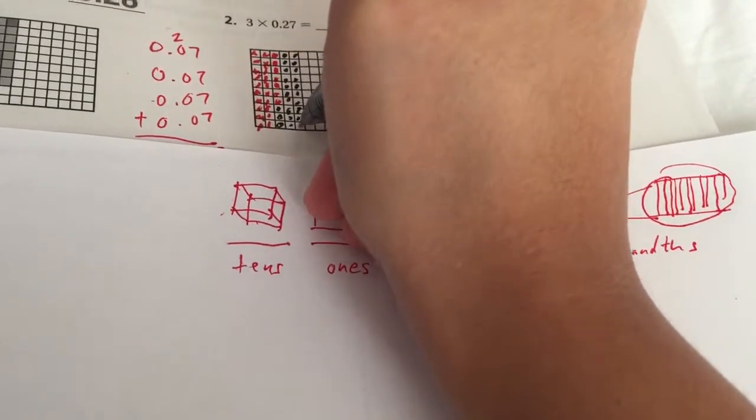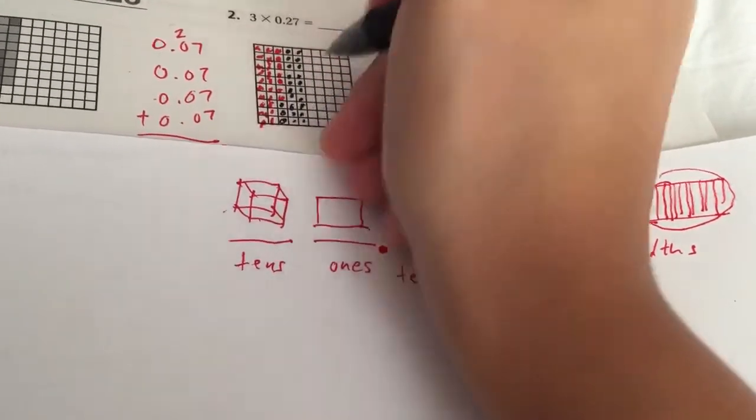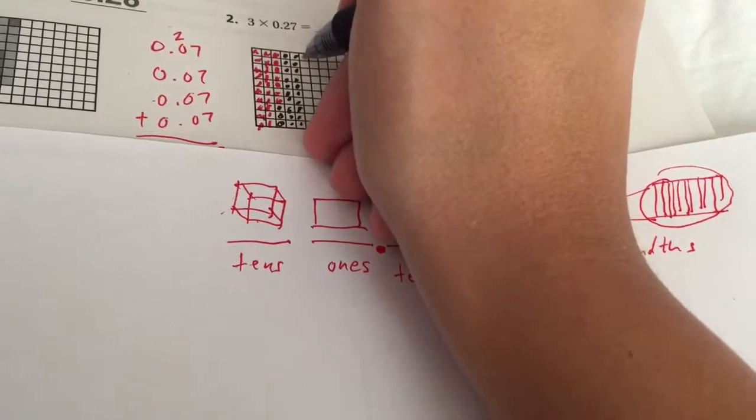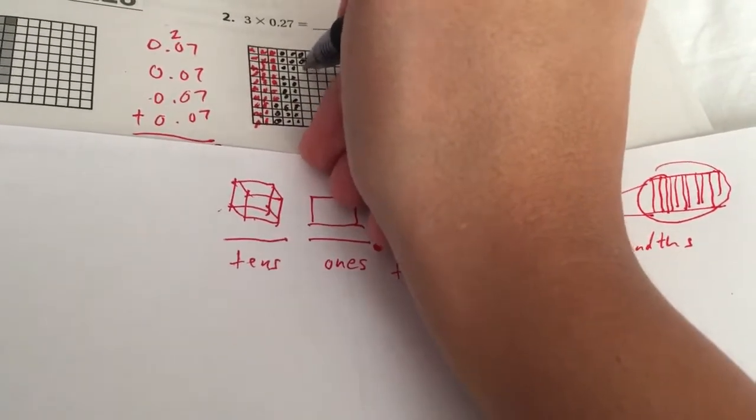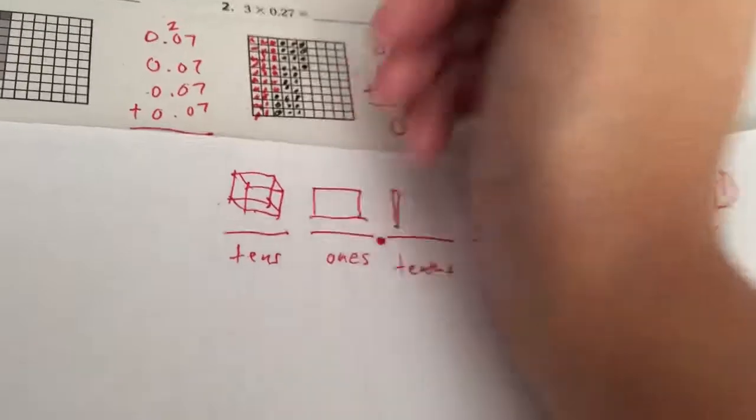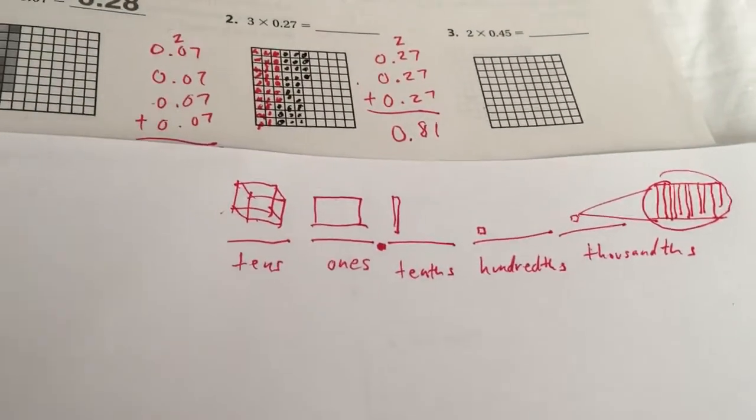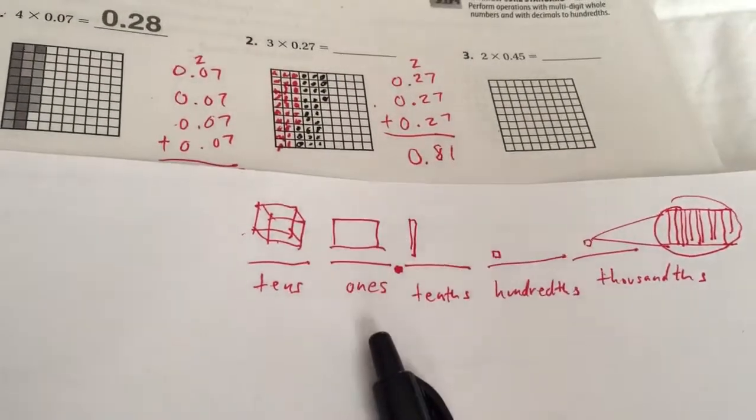Because here's another 10. So 10, 20, 1, 2, 3. Now I just need 24, 25, 26, 27. So I just needed 4 more on that row. And then I'm going to do 27 one more time.